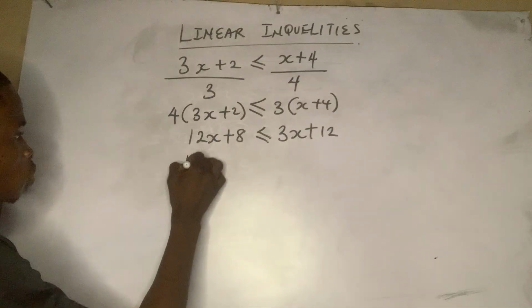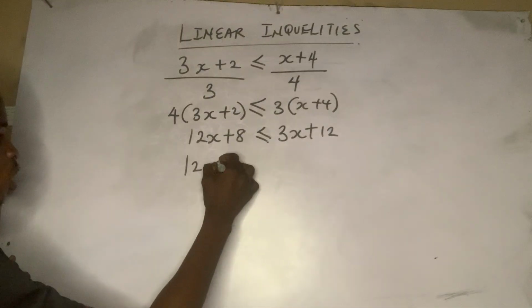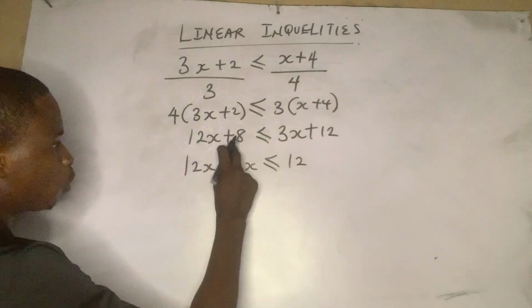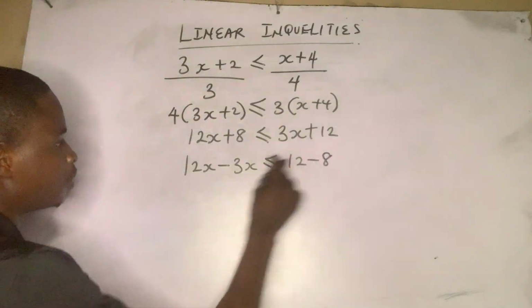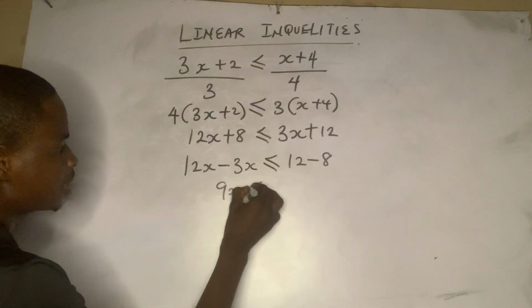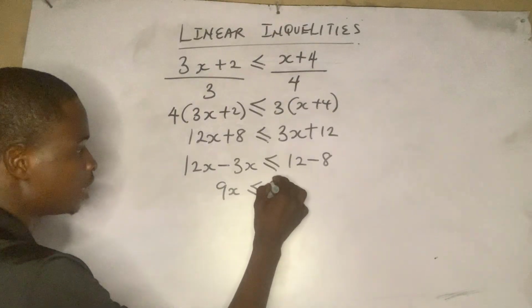Because of time, 12x, if you bring your 3x here, it becomes minus 3x. Then less than or equal to 12, plus 8 here, if you come to this place, becomes what? Minus. So 12x minus 3x is what? 9x. Less than or equal to 12 minus 8, which is 4.